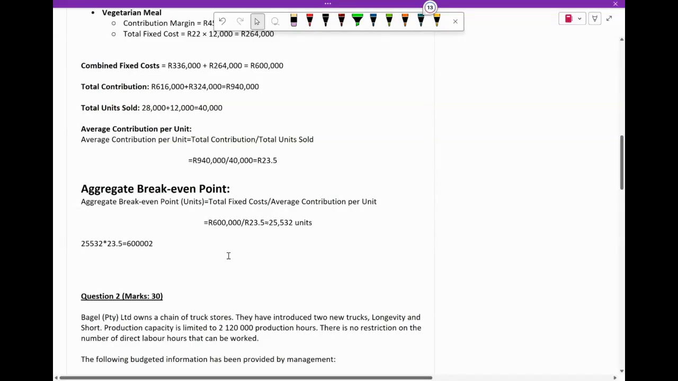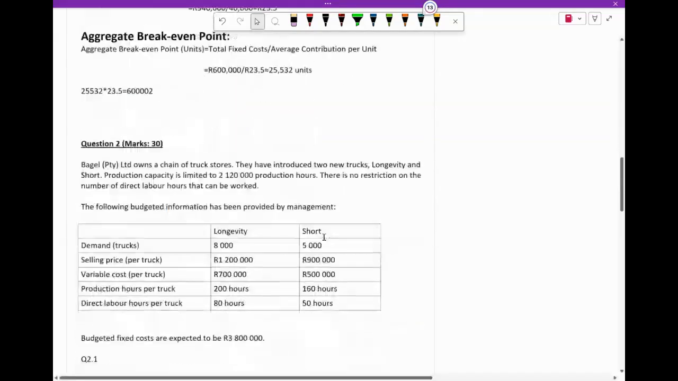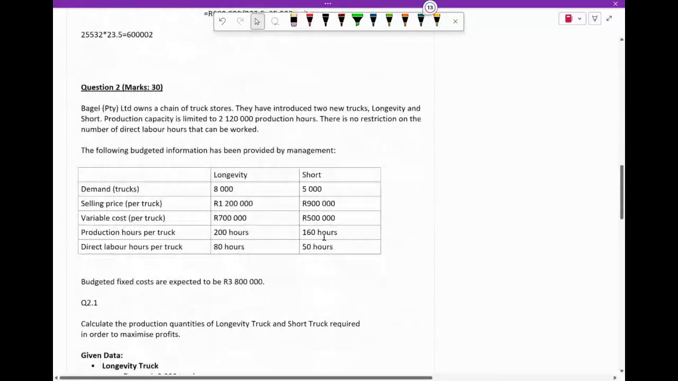Okay. All right. We are now back in business. So that was question one. That's what they needed you guys to do for question one. And you'll see in the past papers, almost every one of them asked for the average, sorry, your average aggregate break-even point. Okay. So moving on to question 2.